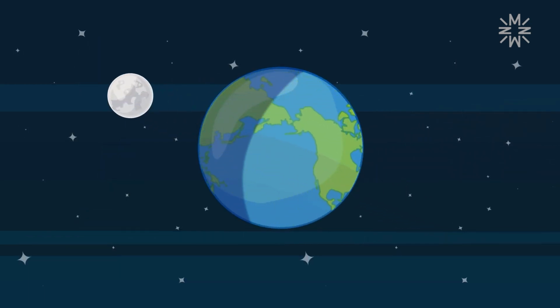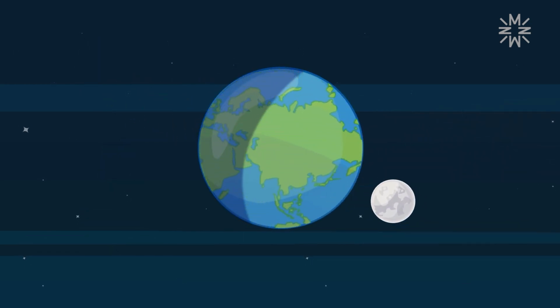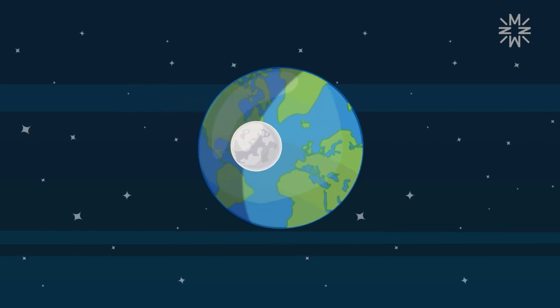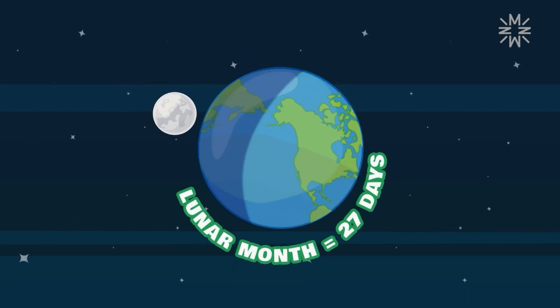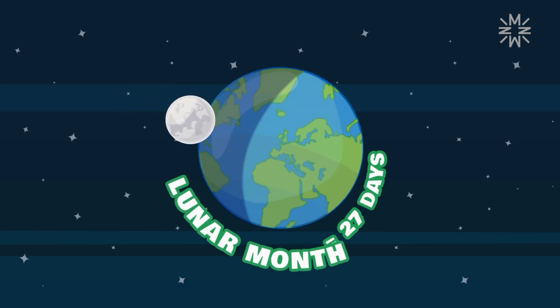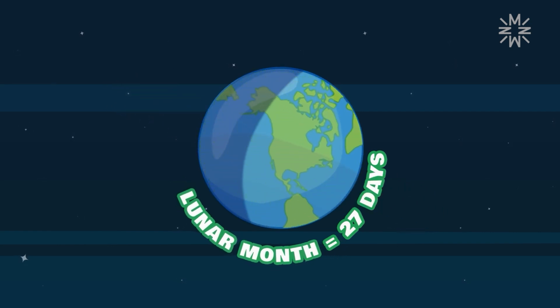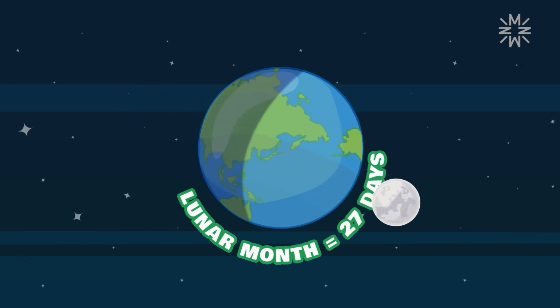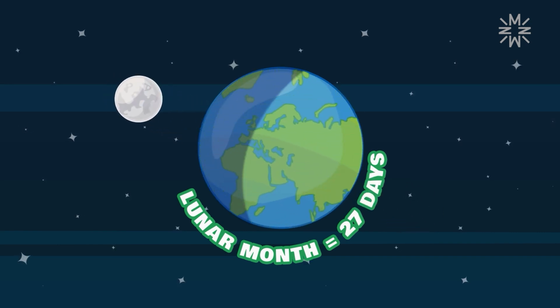The moon, our natural satellite, also orbits the Earth. And this movement takes about 27 days to complete. This period is known as the lunar month. But even before discovering all this, people use these cycles to plan events here on Earth.